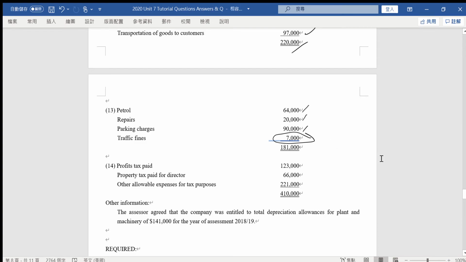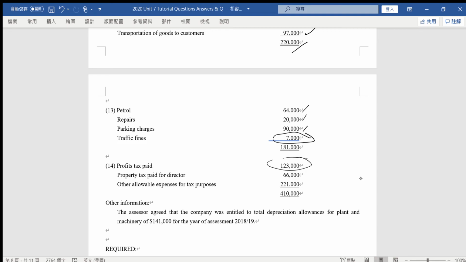And then note 14, which is about taxes. Profit tax paid: this amount is not allowed to deduct, and you should add back. That is according to section 17(1)(g). The profit tax payable to the Hong Kong government, according to the Inland Revenue in Hong Kong, is not allowed to deduct. That's why you need to add back this amount.